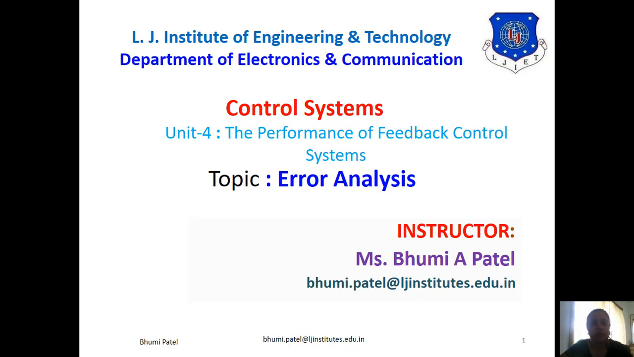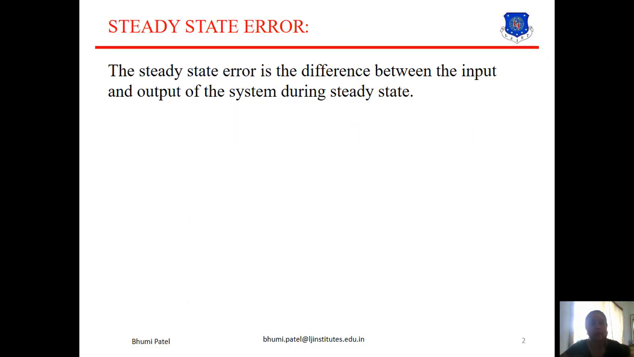Today we will study the different error analyses in the performance of a feedback control system. First of all, the steady state error. Steady state error is generated in the steady state response for the time domain analysis. So what is the steady state error? It is the error, the difference between the input and output of the system during the steady state.